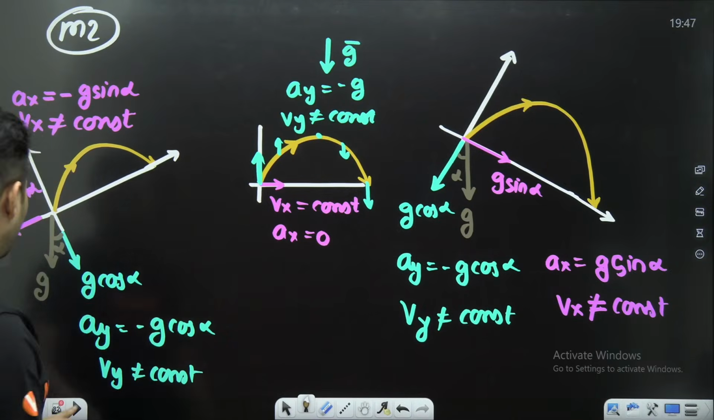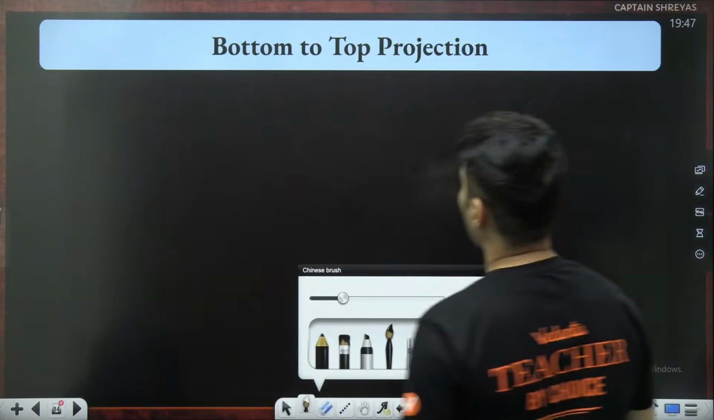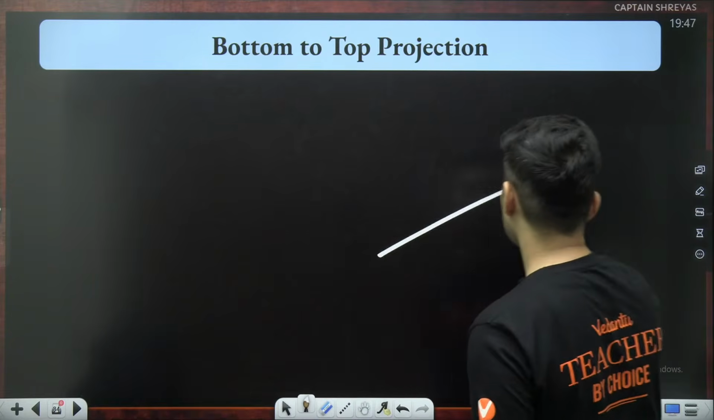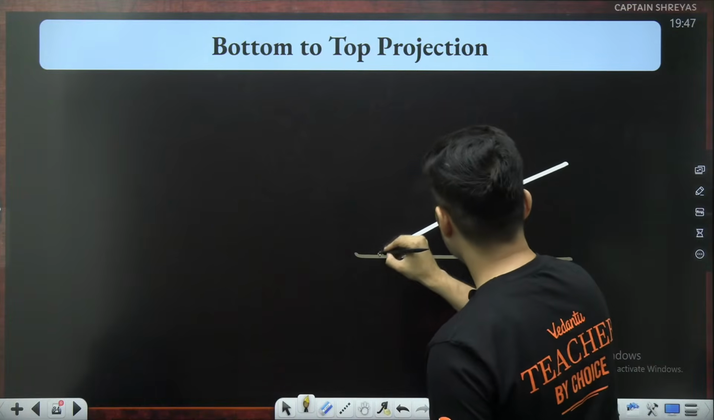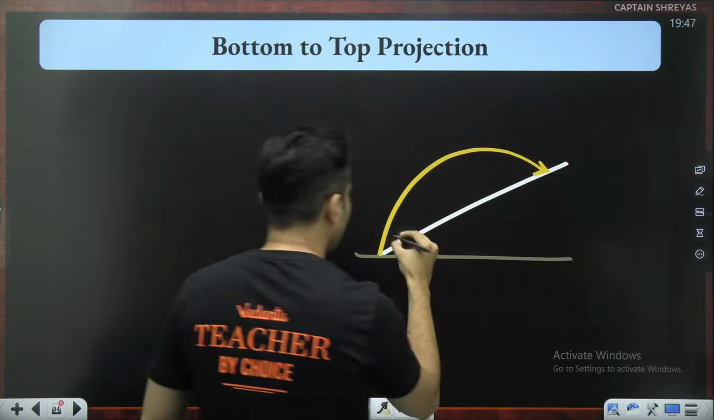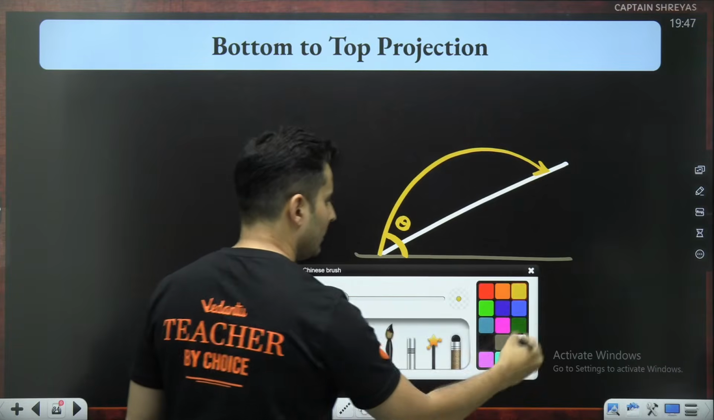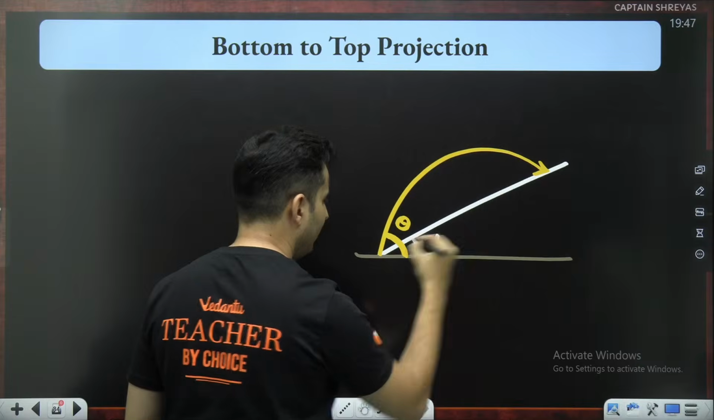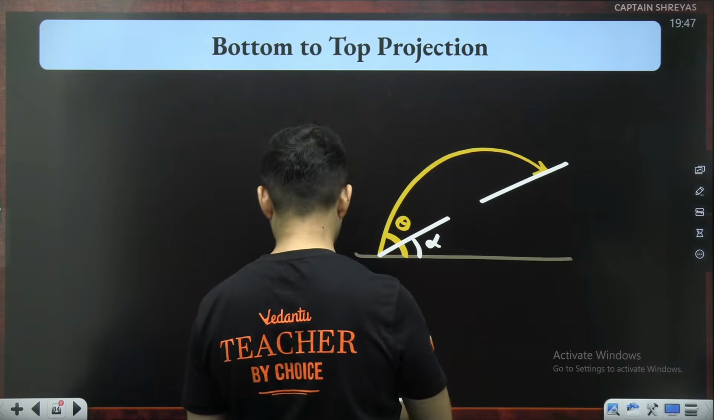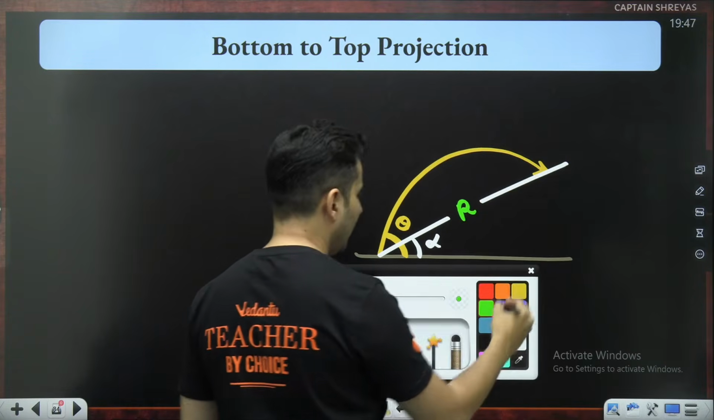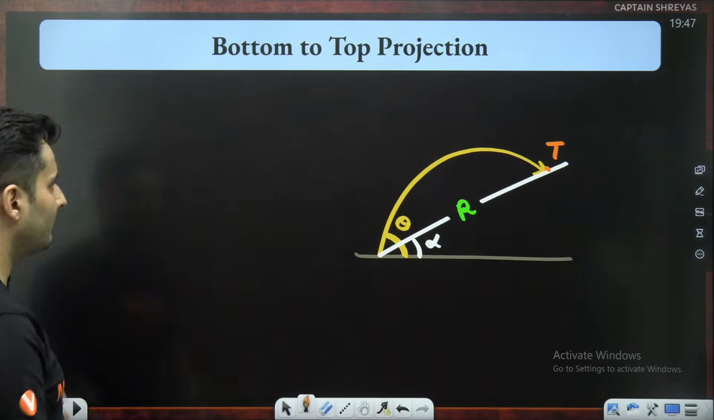Now, using these equations and kinematics, you get the formulas for up the plane as well as down the plane. From bottom to top means like this. This whole angle, I will call it theta. This angle, I will call it alpha. Obviously, there will be some range over here, and obviously there will be some time of flight. This is up the plane.